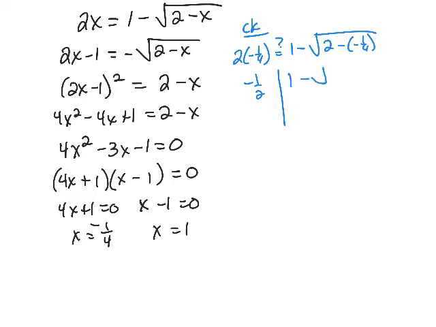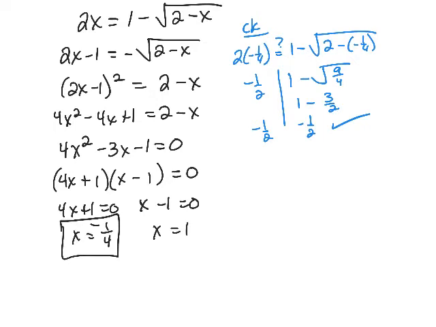1 minus. All right, so over here we have 2 plus 1/4. I'm going to make that an improper fraction. That's going to be 8/4 plus 1/4, which is a very convenient 9/4. I can take that square root, 1 minus 3/2, and that ends up being negative 1/2. So the negative 1/4 works.